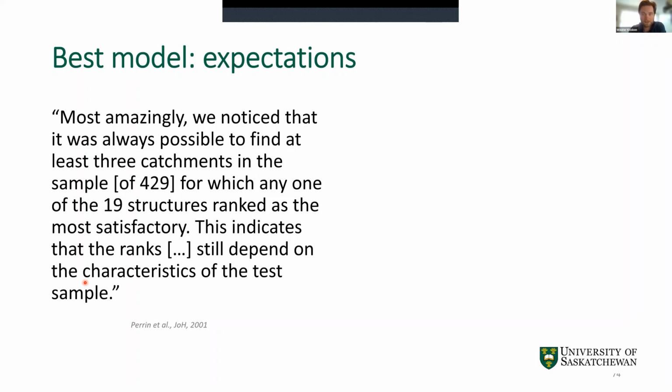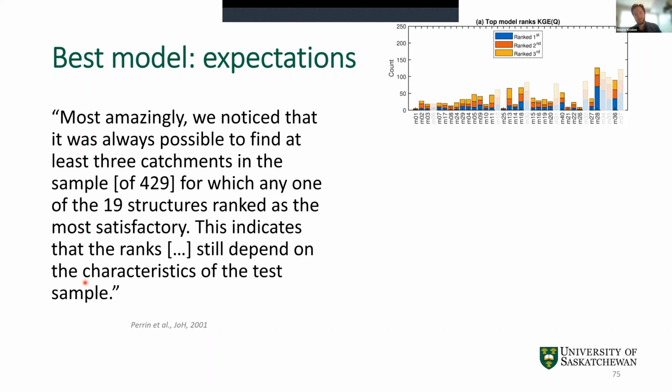So of course we did the same, slightly different. What we see here is how often each model in our sample ranks in the top three when you give it new data. And most amazingly, we see the same. It is typically possible for any model in the sample to find one or two or three or up to 150 catchments where that model is in the top three.